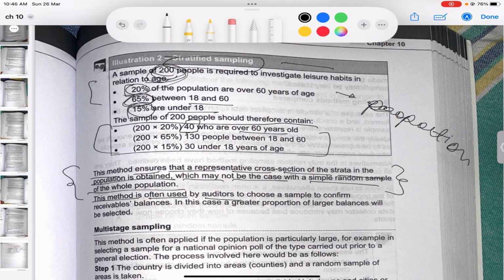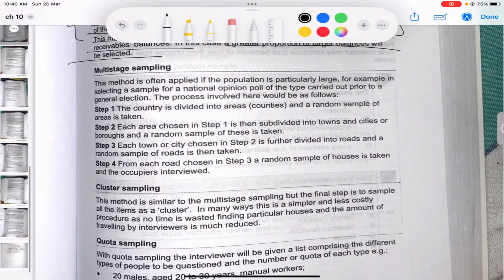This method is often used by auditors to choose a sample to confirm receivable balances, in case a greater proportion of larger balances is selected. Now we have what is called multi-stage sampling. Do you understand multi-stage? This method is often applied if the population is particularly large. For example, selecting a sample for a national opinion poll of the type carried out prior to a general election. So when you want to pick a sample before the general election, how are you going to do that?